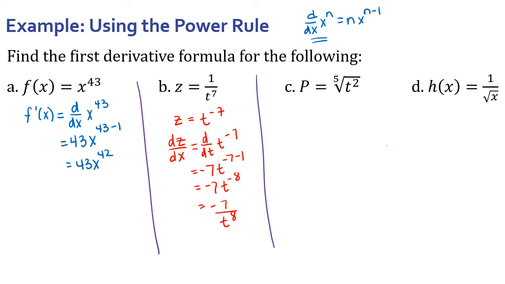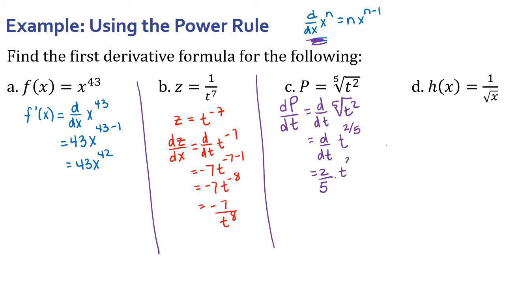All right, looking over here for letter C. P equals the 5th root of t squared. So with Leibniz notation, the derivative of this function with respect to t, because that's the variable that we're using here. Let's rewrite this 5th root of t squared using that property of exponents. It's going to be t to the 2 over 5 power. Now I have it in this form, so I can actually use this power rule. That's going to give me 2/5 times t to the 2/5 minus 1.